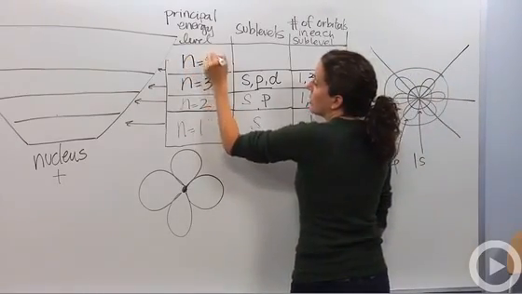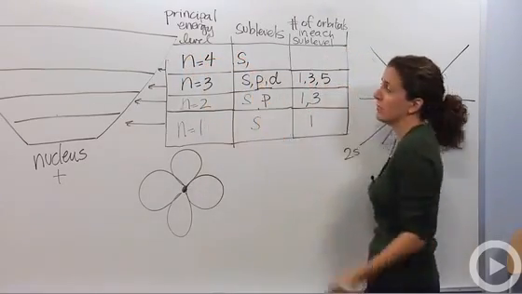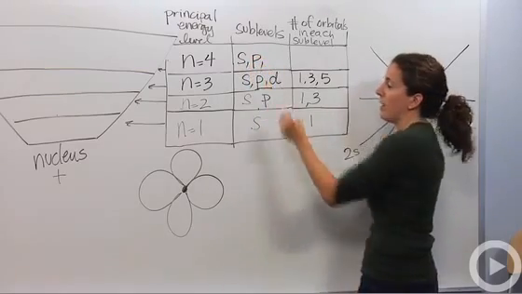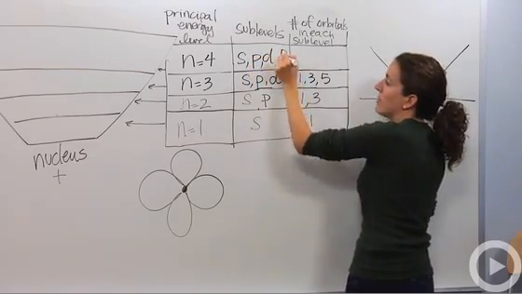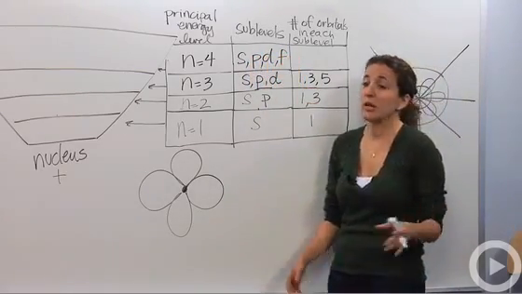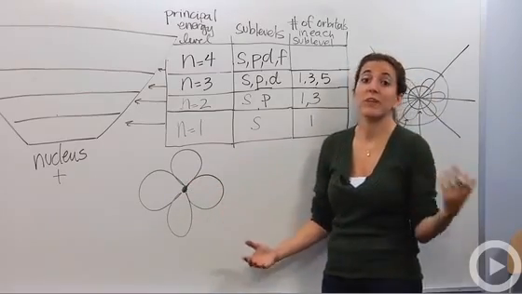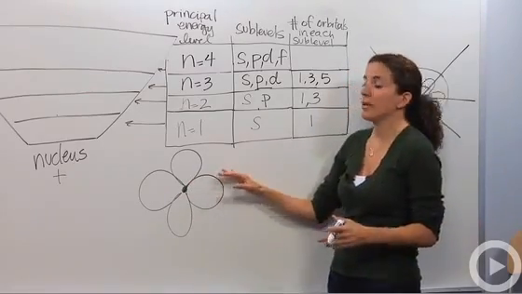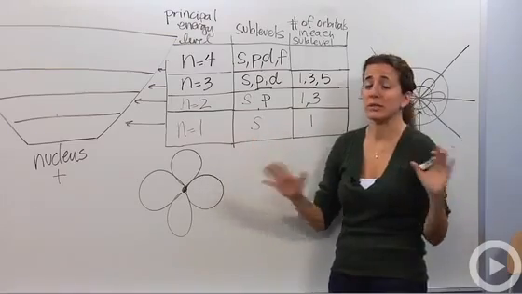In the n equals 4 principal energy level, you have an s also, you have a p, you again have a d, and then you also have an f orbital. F orbitals are extremely complicated. Each orbital looks very different from the others, so I'm not even going to attempt to draw them because each one is a little bit crazy.